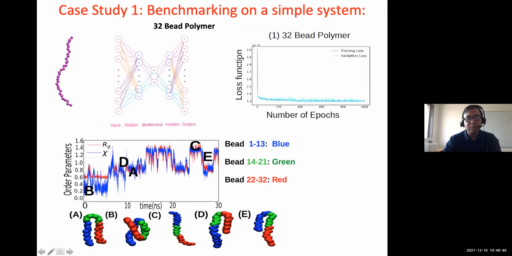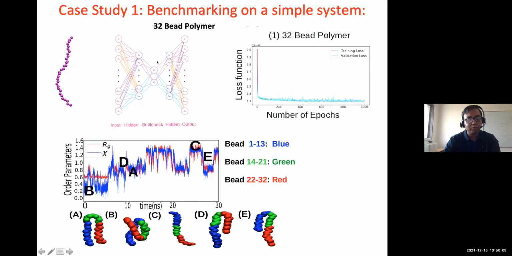And this is basically what we found. We can look at how the loss function behaves as a function of the number of iterations of this process, and we do see that it decays quite rapidly. And then, after this has been optimized, we can look at what this embedded bottleneck dimension looks like.